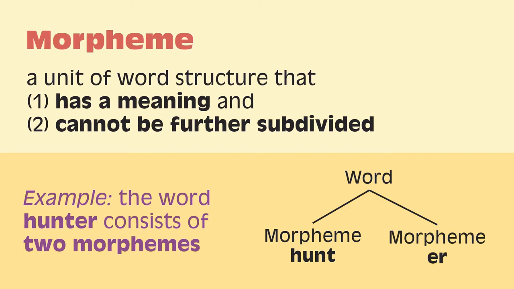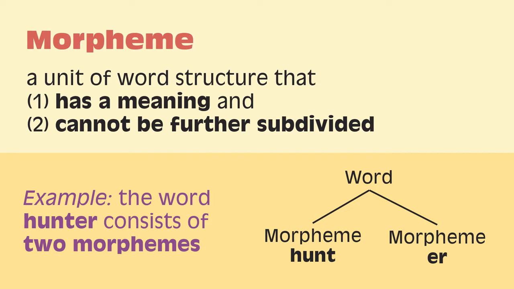These are both morphemes because they each have a meaning. Hunt denotes the activity of hunting, and -er adds the idea of someone who does the activity. And they can't be further subdivided. We can't take the morphemes hunt and -er and break them down into smaller meaningful parts.